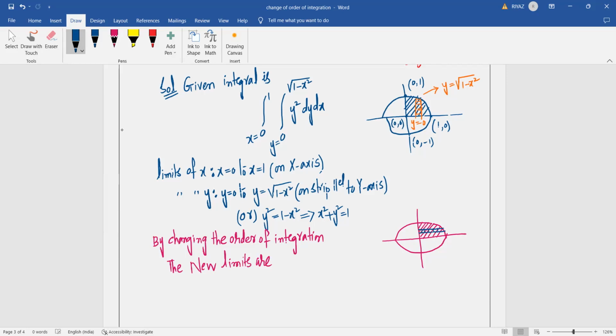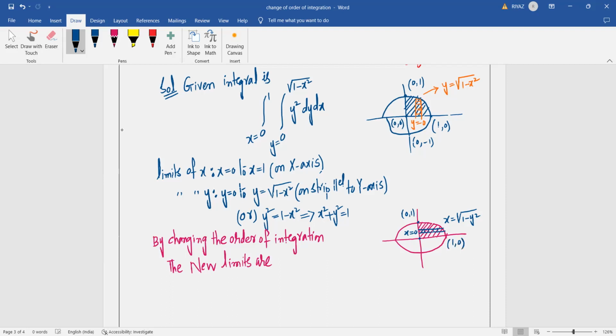Now here, why don't we go in the clockwise direction? The lower limit, what is the lower limit? The lower limit is always the least. This is x equal to 0, and it is the circle. If you simplify, I want to write in terms of x, so x is equal to definitely root 1 minus y square. And here the points are 0 comma 1 and 1 comma 0.